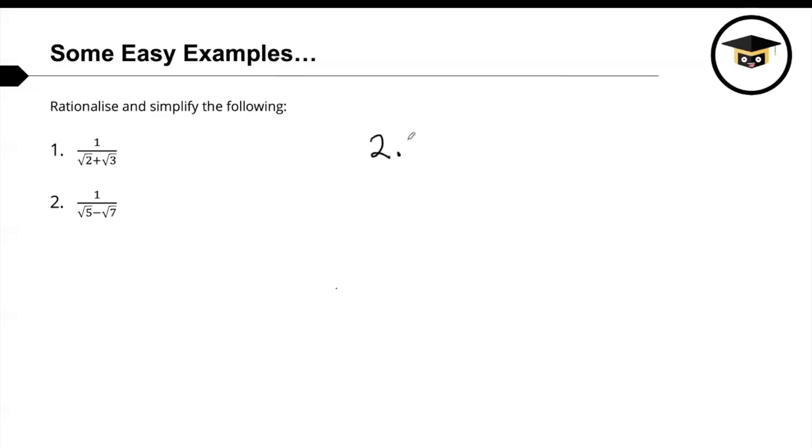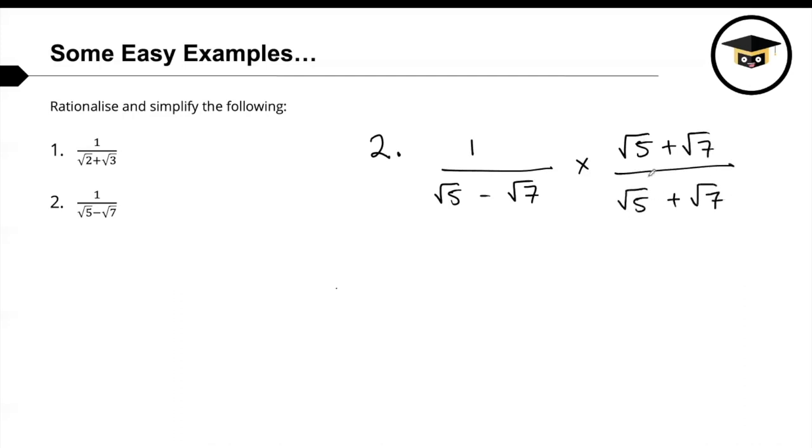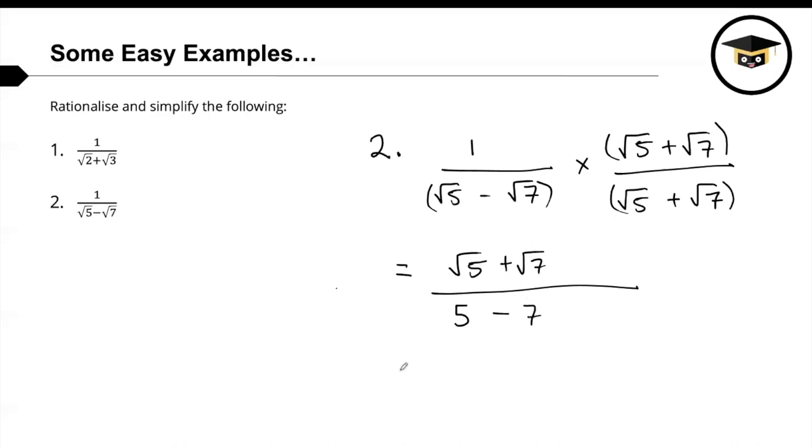And for question 2, we're going to do something similar. Multiply by the conjugate. So we have 1 on root 5 minus root 7. And we multiply top and bottom by root 5 plus root 7 because that is our conjugate. And then might use brackets just to avoid any confusion. And then on the top, we have root 5 plus root 7. And then on the bottom, we have first term squared, which is 5, minus second term squared, which is 7. And so our final answer is root 5 plus root 7 over minus 2.